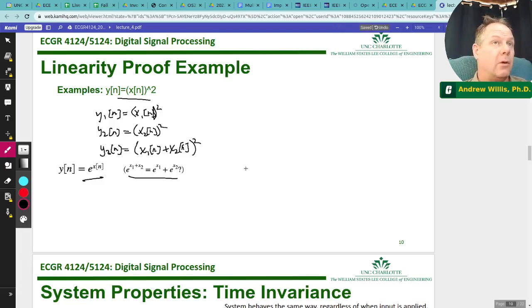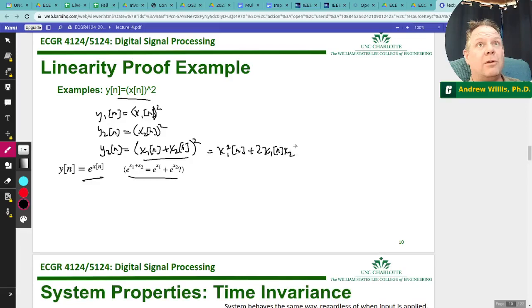Yes. Hold on a second here. I think. Right, we multiply this guy out, and we'll get x1 squared plus 2 x1 x2 plus x2 of n squared. So don't be so fast. You have to make sure you look at all of the terms. This particular square has some hidden terms in it. Namely, this term here exists that doesn't exist in the sum of these two guys. So this plus this is not equal to this. So this here is not linear.